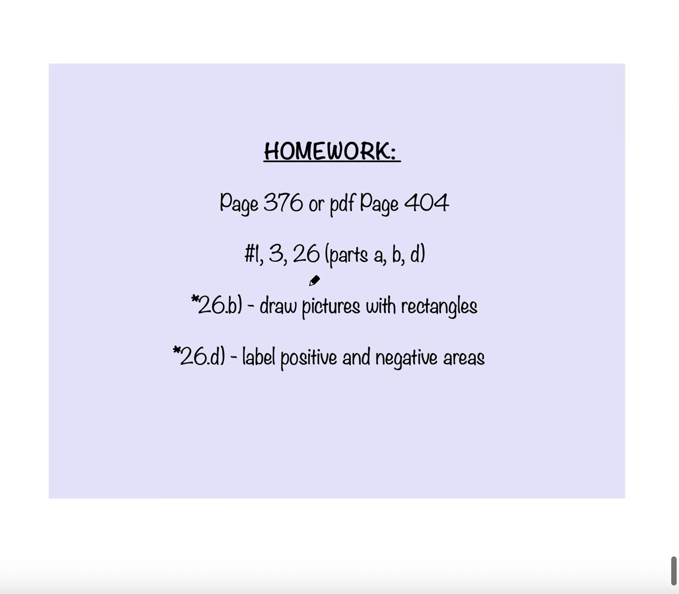And then some things to take note of for your homework. Number 26b, draw pictures with rectangles. That's what I want you to do. And then 26d, just label positive and negative areas. That's what you need to do for those two. And then for 26, make sure you see that you do not have to do part C.